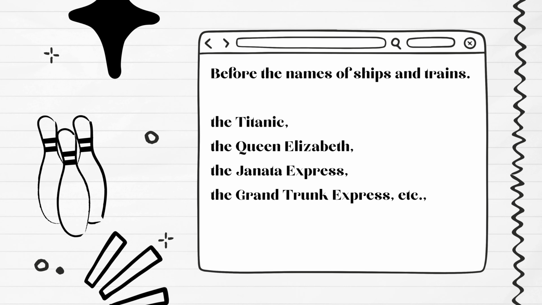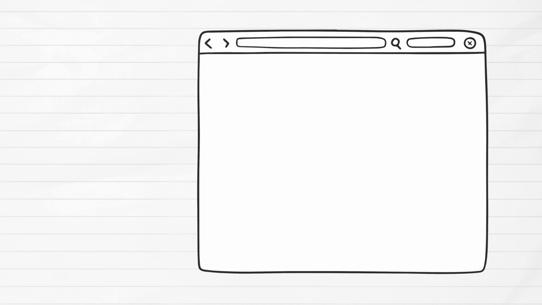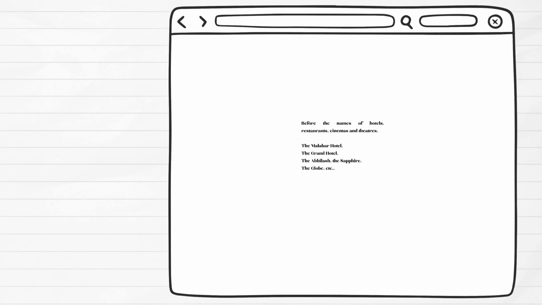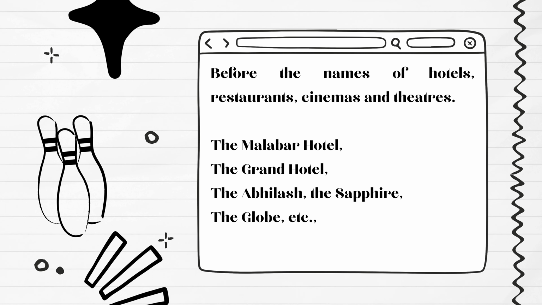Before the names of ships and trains. The Titanic. The Queen Elizabeth. The Janta Express. The Grand Trunk Express, etc. Before the names of newspapers. The Hindu. The New York Times. The Times of India. Before the names of hotels, restaurants, cinemas and theatres. The Malabar Hotel, the Grand Hotel, the Abhilash, the Sapphire, the Globe, etc.